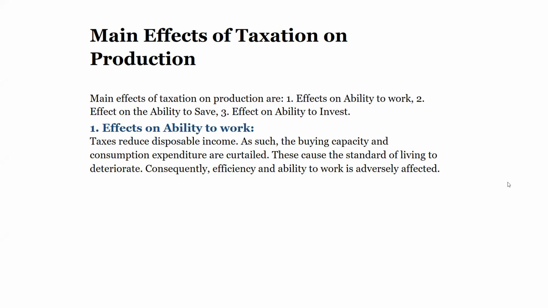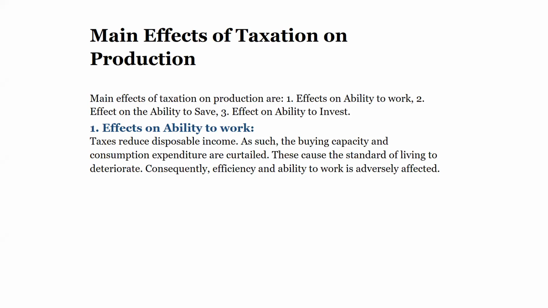I appreciate your efforts, those who have participated in the discussion. Now we'll move on to the major effects of taxation on production. So we'll see on all angles: production, distribution, and consumption. First one is the effect on production.